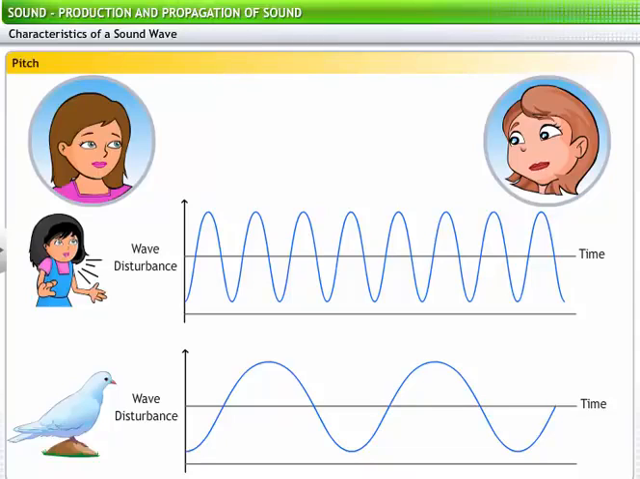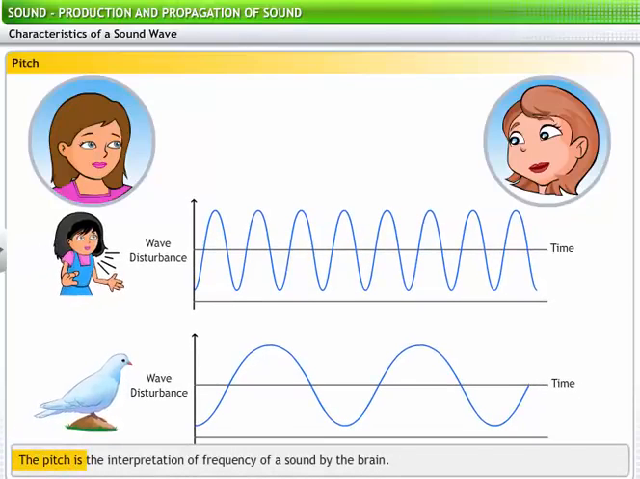Not so bad, was it? Why do you think the effect of both the sounds on our ears is so different? Well, because our ears are not used to loud noises. That's true too. The technical explanation, though, is related to a concept called pitch of sound. The pitch is the interpretation of frequency of a sound by the brain. Commonly, pitch is taken as the frequency of sound.